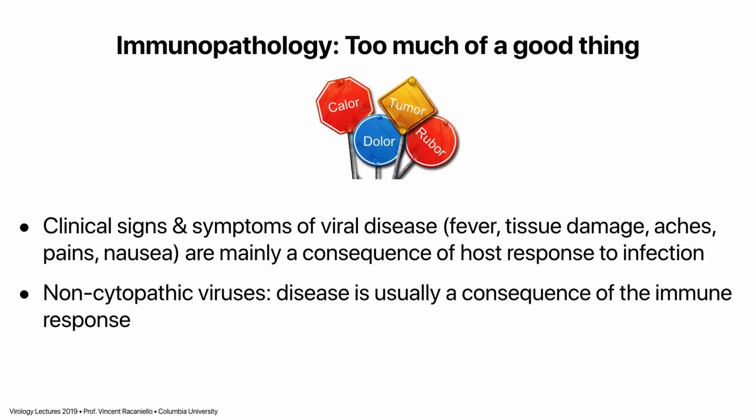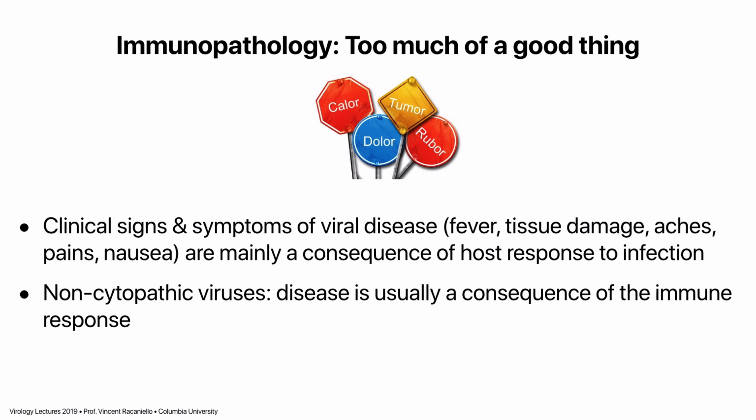So let's, for the rest of the time, focus on immunopathology. That is what the immune response does to contribute to pathogenesis. I call it too much of a good thing. So the clinical signs and symptoms of a viral infection, these include fever, tissue damage, aches, pains, nausea. For most infections they are mainly a consequence of the immune response. There's a contribution of cell killing, but as you'll see, some viruses don't kill cells. So all the symptoms are caused by the immune response.